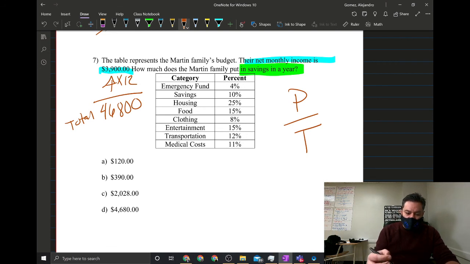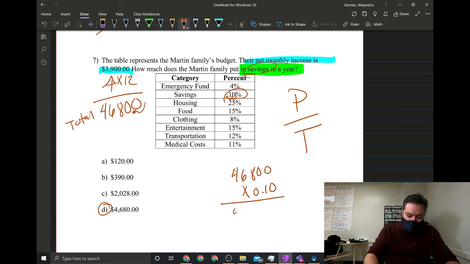And my part is going to be what they're asking for, in this case savings, which is 10%. So all I really have to do is move the decimal one place to the left. And the answer is going to be D. And if you don't know what I just did, all you have to do is convert the percent to a decimal and multiply by the original. So the original is 46,800 times 0.10, and when you multiply that, you get 4680.